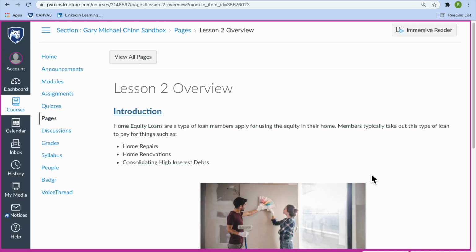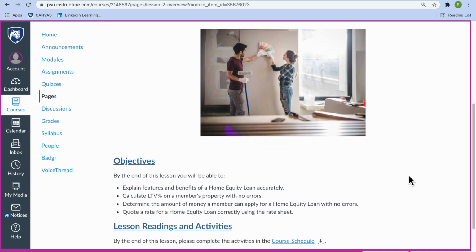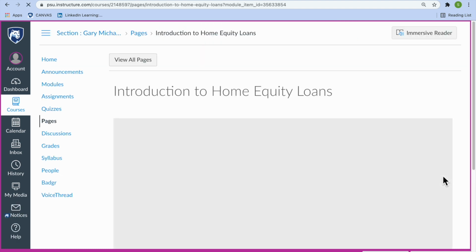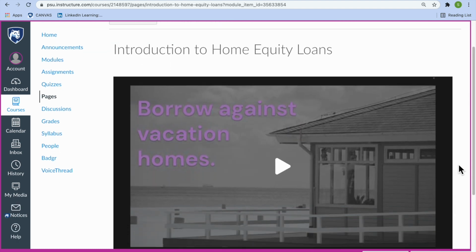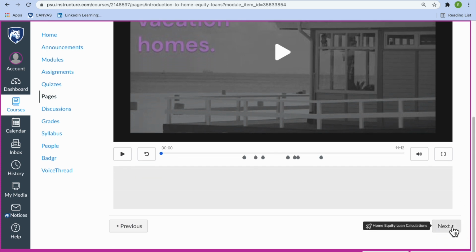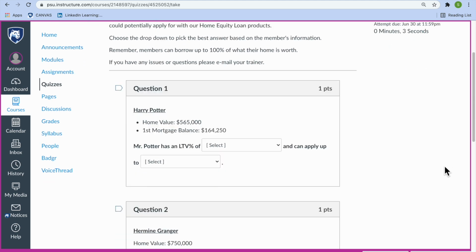Lesson 2 focuses on home equity loan product knowledge. This lesson utilizes Edpuzzle to have the learner absorb the material and then apply what they have learned with a few questions throughout the video. Learners will then demonstrate their understanding of calculating a member's loan-to-value percentage.